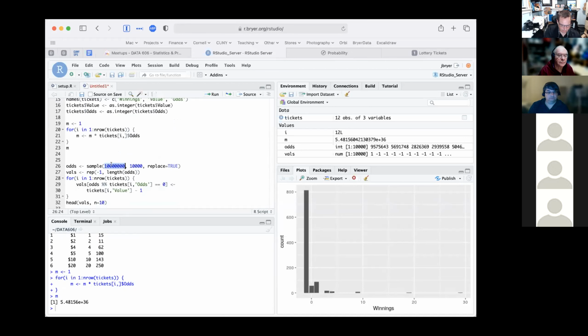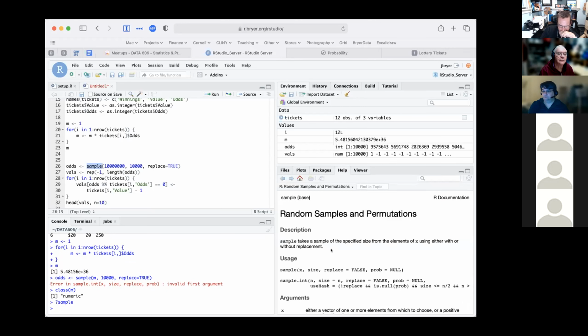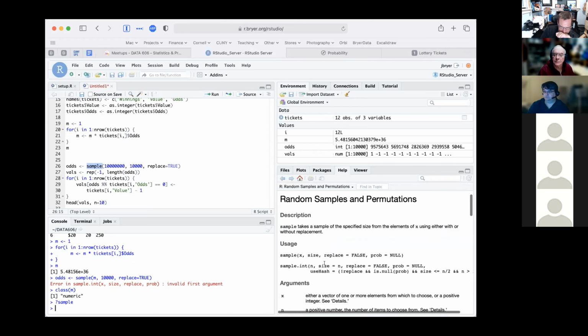But now if instead of that, I put M here. Oh, wait. Yeah. M is no longer an integer, right? So what is M? It's probably numeric because it's so large. So sample only works on integers. So yeah, I'm not even sure how to, it has to be a positive integer. So now the sample doesn't work.